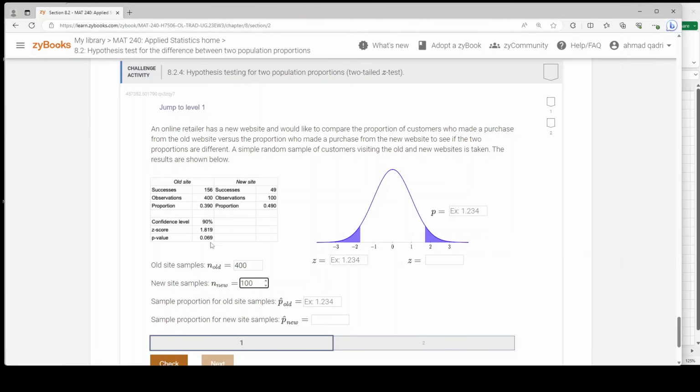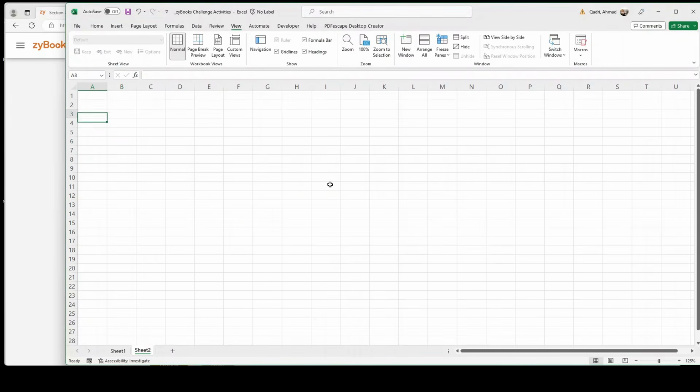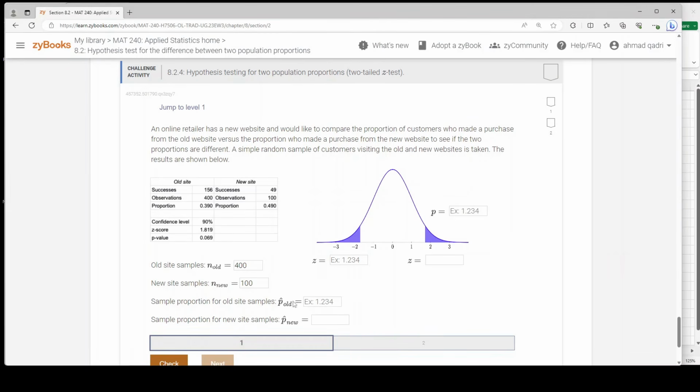Okay, so let's calculate the proportion here for the old site. 156 over 400. And so that is 0.39. Now using the new site is 49 over 100, which is just 0.49, right?